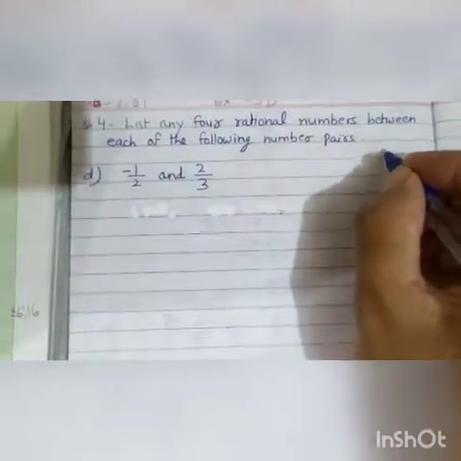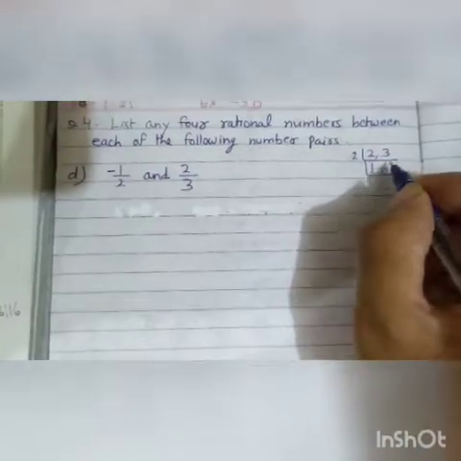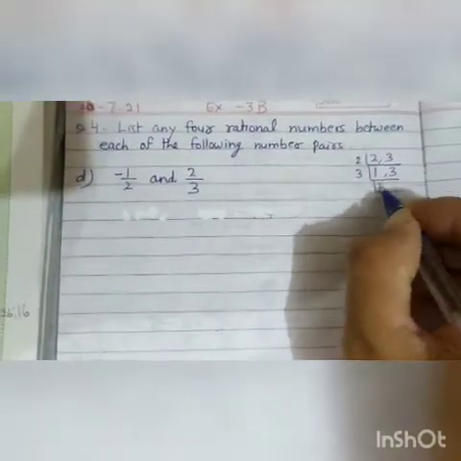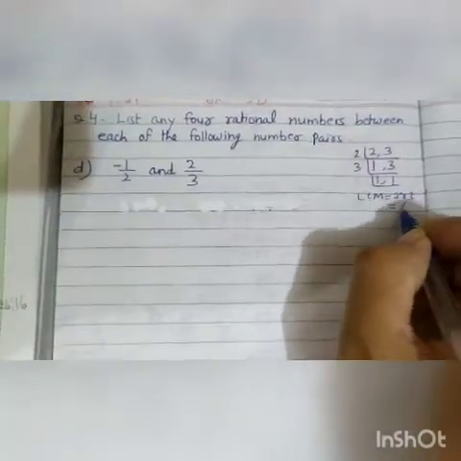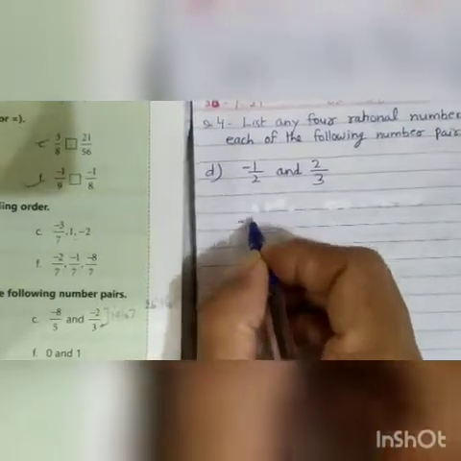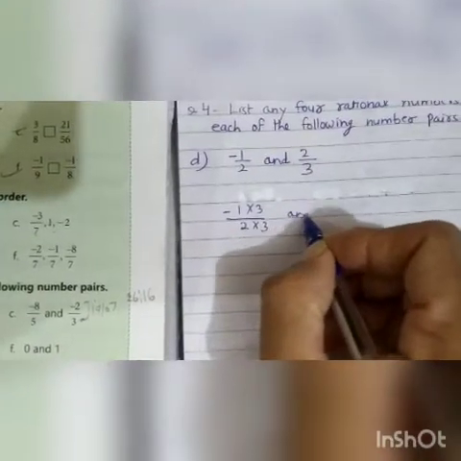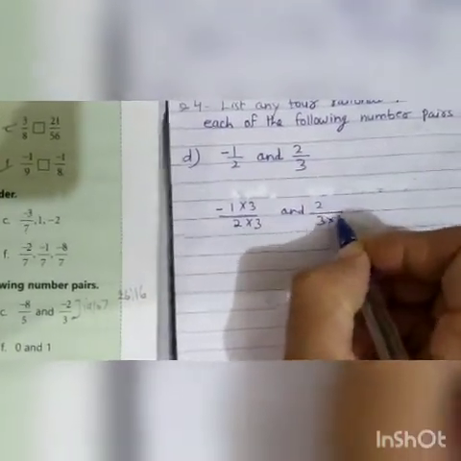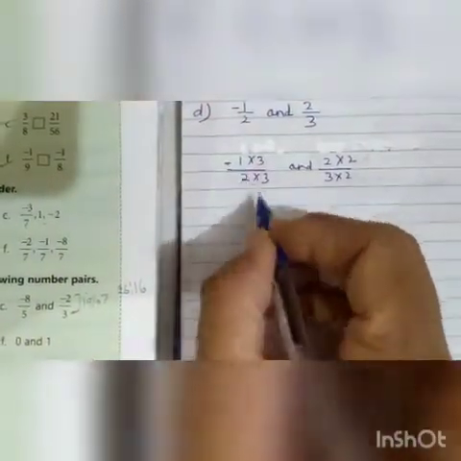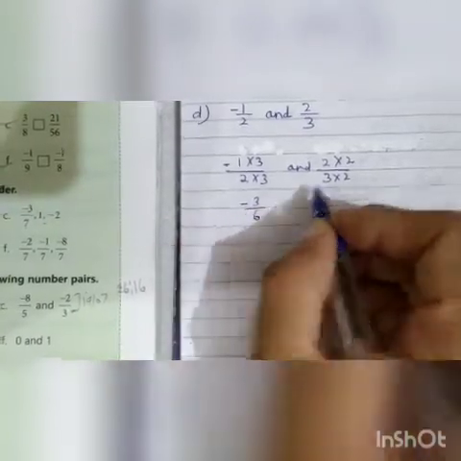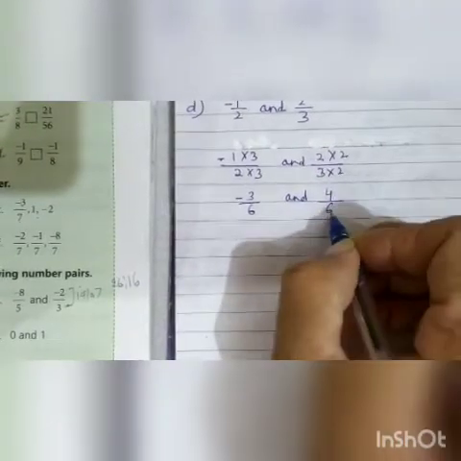LCM of 2 and 3. If we find the LCM of 2 and 3, it will be 6. LCM is 2 into 3 equals 6. So, if we multiply minus 1 upon 2 by 3 and 2 upon 3 by 2, then their denominators will be equal. It will become minus 3 upon 6 (3 ones are 3) and 4 upon 6 (2 twos are 4, 3 twos are 6).